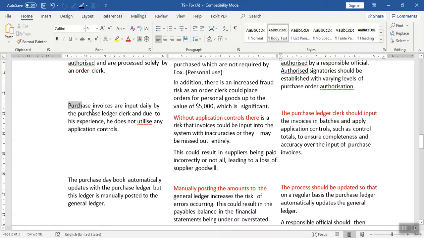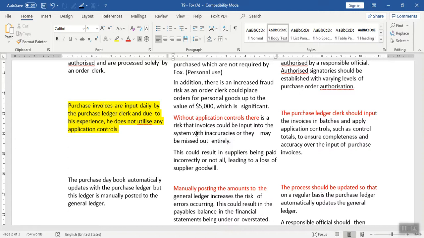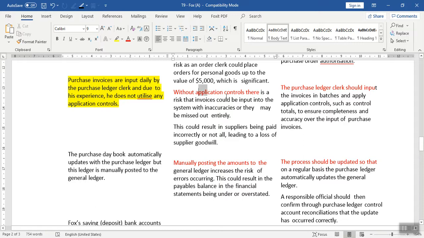Purchase invoices are input daily by the purchase ledger clerk, and due to his experience, he does not utilize any application control. Then you get 1 mark. So without application control, without the system helping you, there is a risk of what? The invoice could be input into the system with inaccuracy, or they might be missed out entirely. So it could result in the supplier being paid incorrectly. You pay incorrectly, the supplier is not happy, and it will lead to a loss of supplier goodwill.